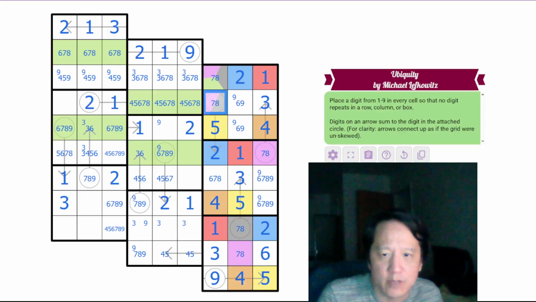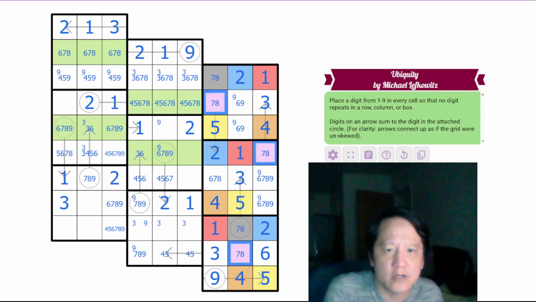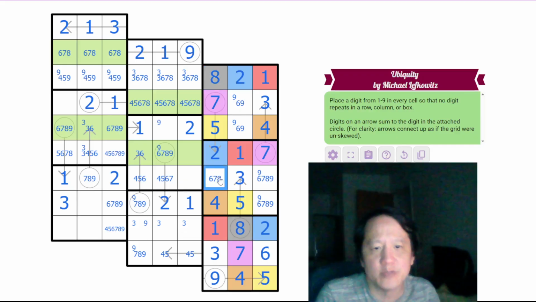So this is pink, which is not medium. So this is medium. So all the pinks are 7. All the mediums are 8. This can't be 7 or 8. It's 6. This can't be 6 or 7. It's 8 and 9 as a pair.